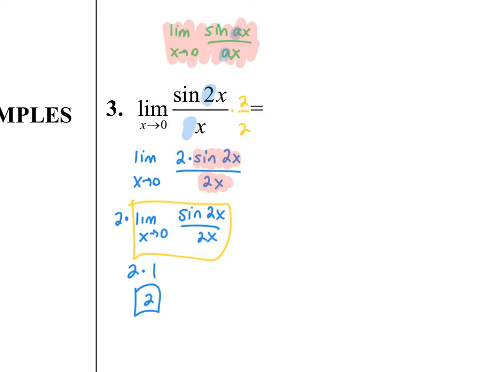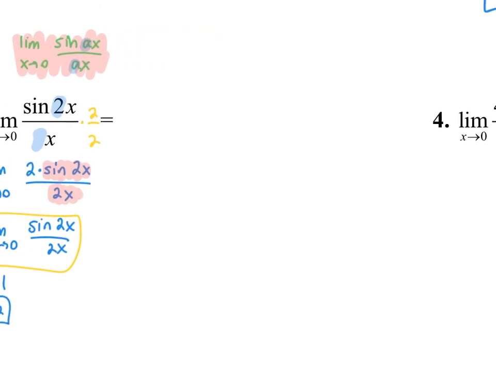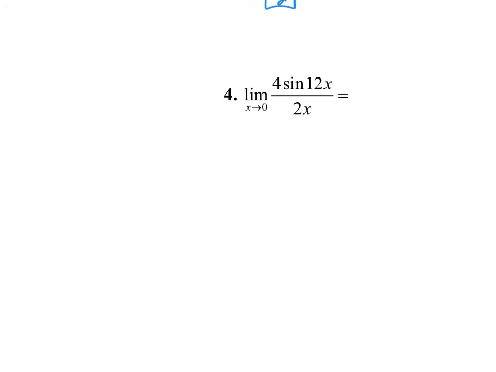Go ahead and try the next example, and I'll help get you started on it. So when I look at this, what would make this nice is if these two coefficients matched. So think about what you can multiply by to get those two to match. So if I want this denominator to be a 12 to match this 12, I multiply by 6 over 6, and then my limit becomes, the limit as x approaches 0 of 24 times sine 12x over 12x. Notice again I multiplied the 6 times the 4. I did not multiply the 6 times this 12 right here.